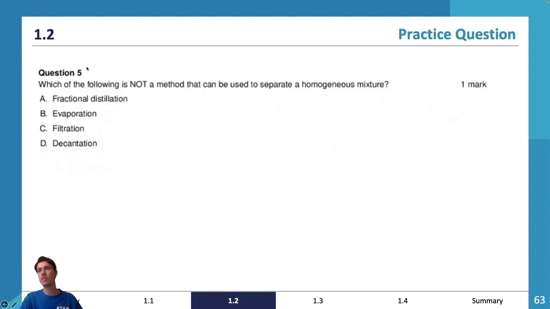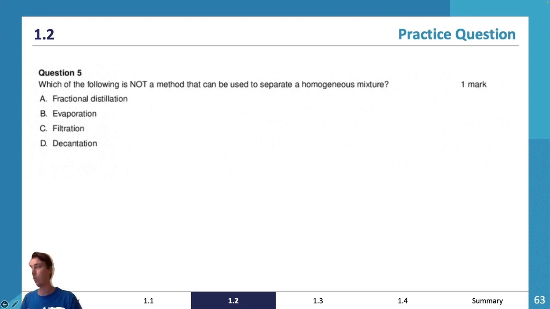So here's a question here. Which of the following is not a method that can be used to separate homogeneous mixtures? So revision. As you'll see throughout these slides, there's going to be a bit of revision. We're going to jump back and forth. That's because I want you to sort of touch on what you just did. It's a good learning method, and it's something we'll discuss later on as a really good learning method.